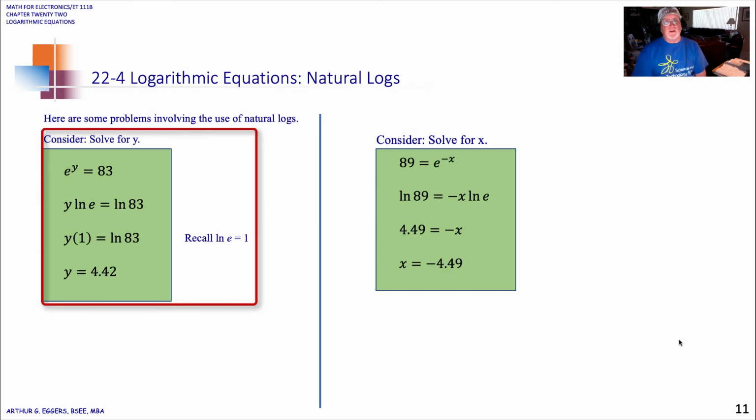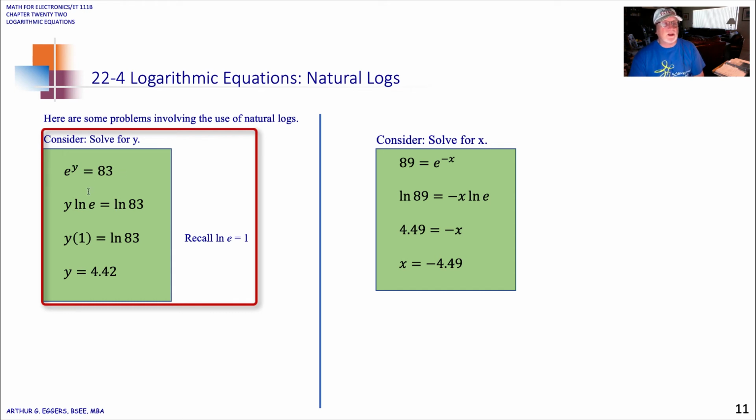Okay, now we shift gear from the common logs and do a couple of examples using the natural log. So the natural log involves using the lowercase e to the y. Remember, we called this Euler's expression, E-U-L-E-R. So the example says e to the y is equal to 83.